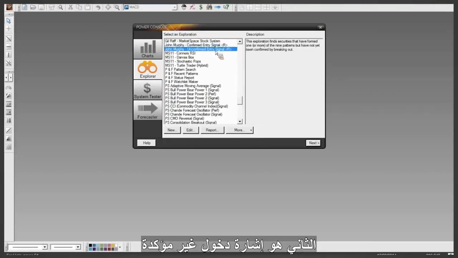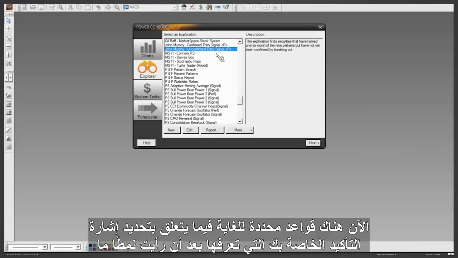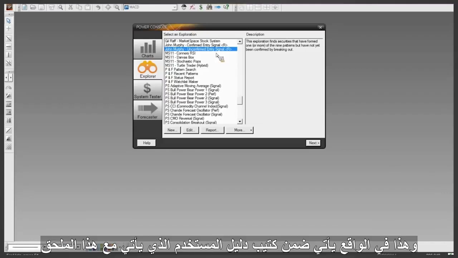The second is an unconfirmed entry signal. Now the unconfirmed is simply showing you and bringing back the instruments that just have the pattern. Now there's very specific rules as far as determining what your confirmation signal after you've seen a pattern are, and that actually comes within the booklet, the user's manual that comes with this add-on.